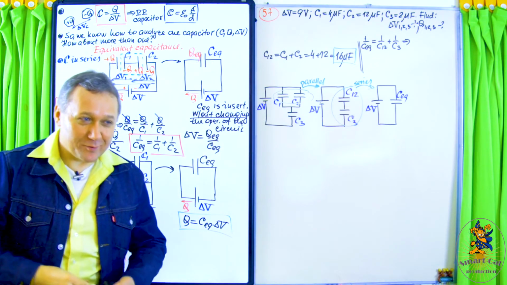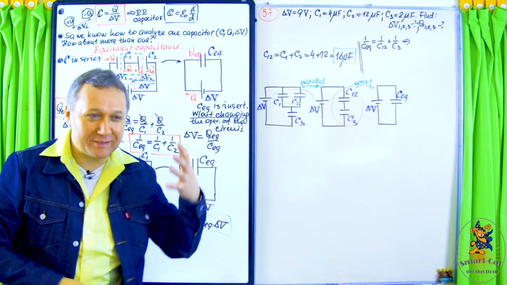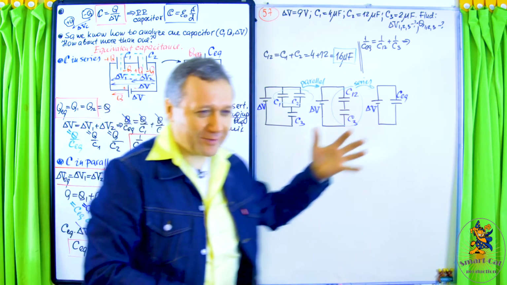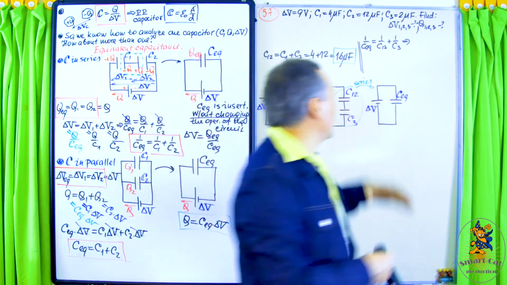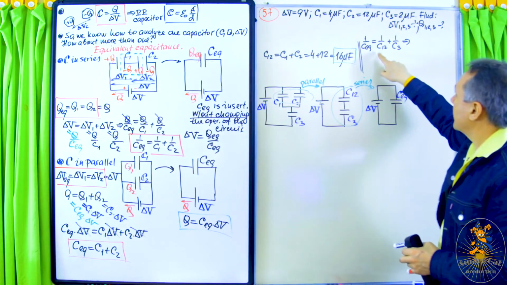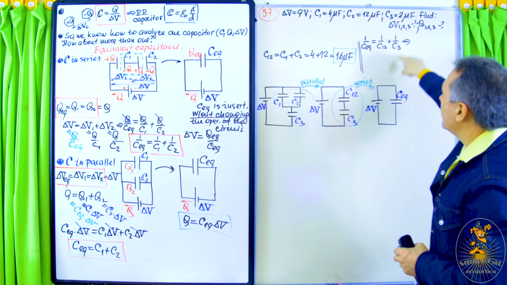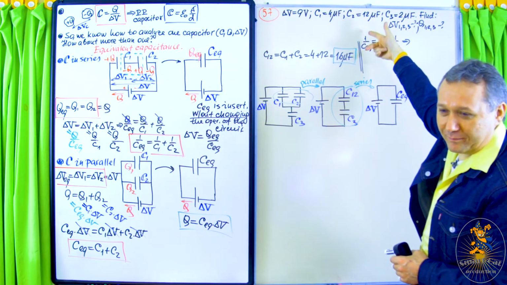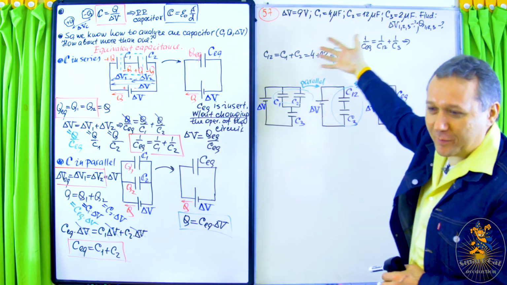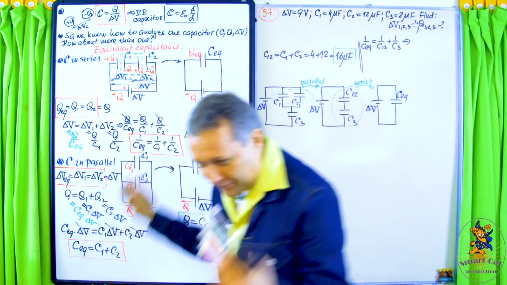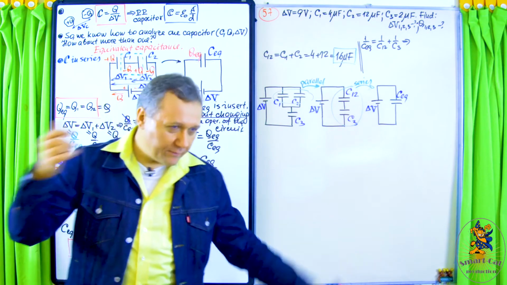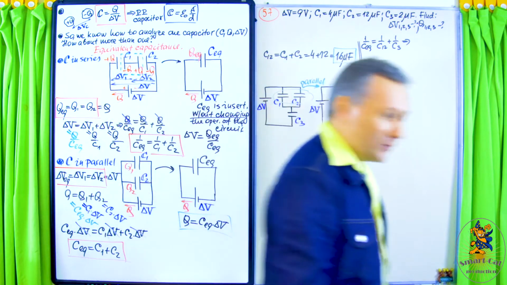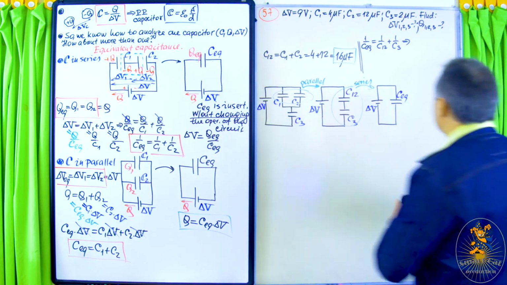Okay, guys, this is a very typical place for mistakes. When students see that they made that mistake, they start cursing, calling themselves names. Very often they calculate this part and then forget to flip, so they use 1 over C equivalent as C equivalent. It's a very, very silly mistake, but every semester, close to 5% of students make it.